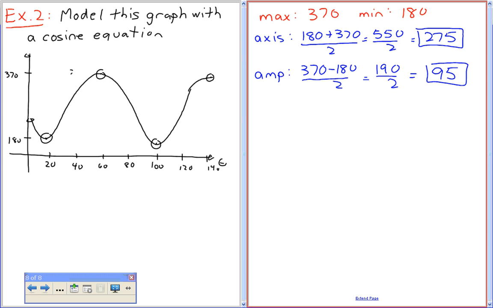Any questions on the first two? Again, we're just following the formula. That's all we're doing for these. This is another part of math where you just get the process down. It's really easy.